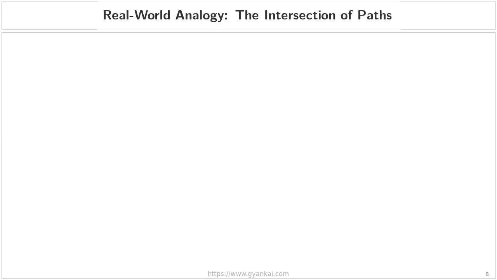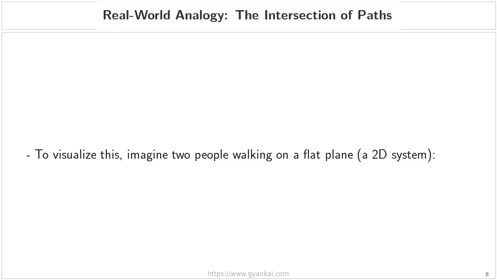Real-world analogy, the intersection of paths. Now, I know all these algebraic terms like singular matrices and adjoints can feel a bit abstract, so let's take a moment to step away from the numbers and visualize what is actually happening. To make this concept more intuitive, imagine two people walking on a flat, two-dimensional plane, where their paths represent the lines in our linear equations.